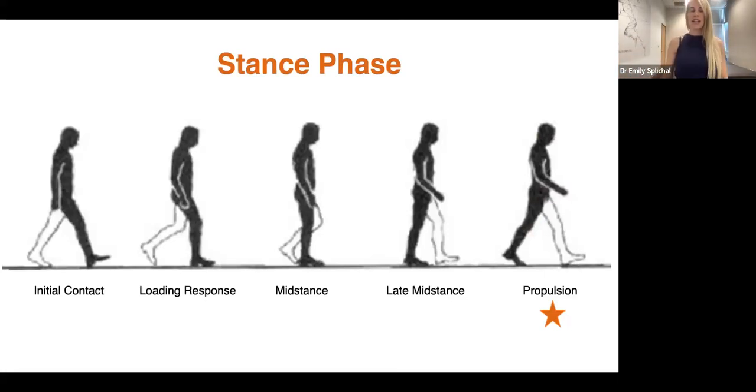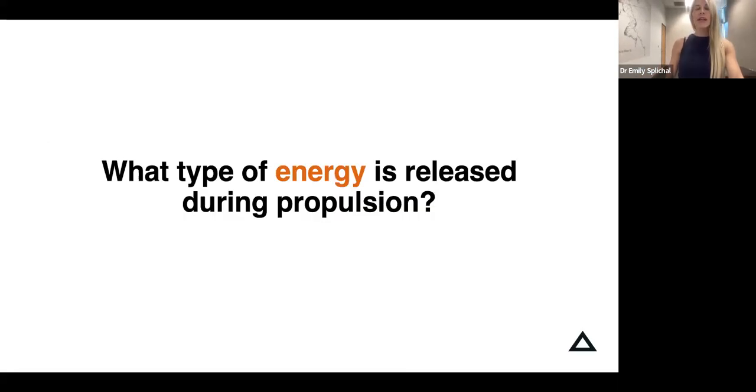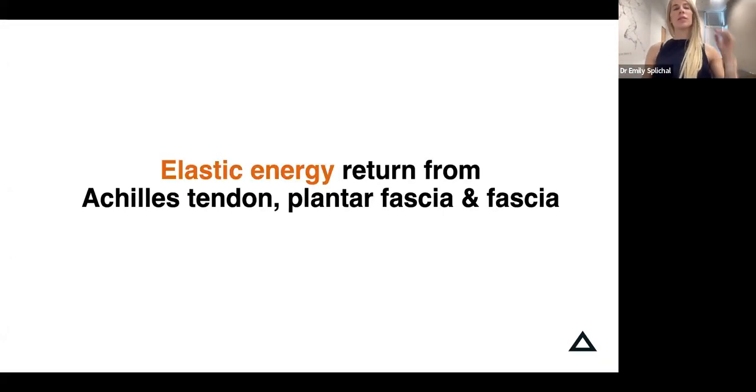Okay. And then finally, we are looking at propulsion, push off, right? For here, this is where we are releasing elastic energy. So elastic energy is released at propulsion or push off. Okay. That elastic energy return is coming from your Achilles tendon, from your plantar fascia, and then from your entire myofascial system. Okay.